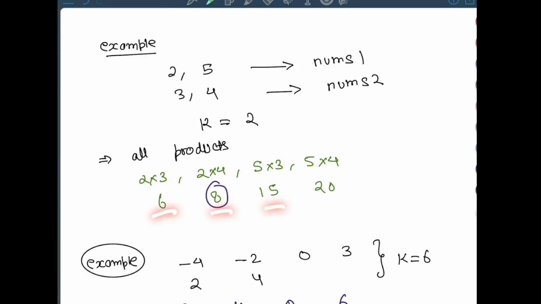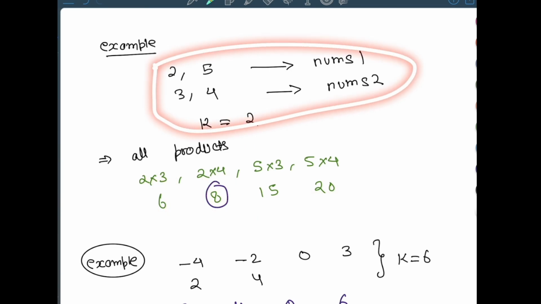The products are 6, 8, 15 and 20. You need to find the second smallest. The second smallest is this one. This is first, this is second, right? So the output in this particular input will be 8.